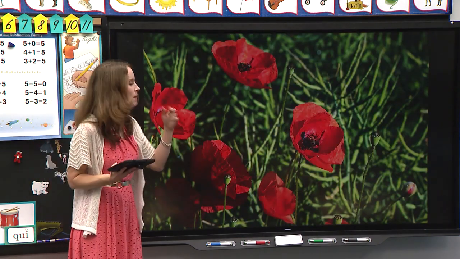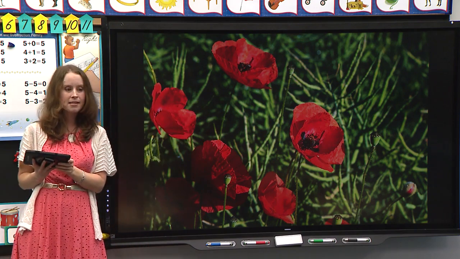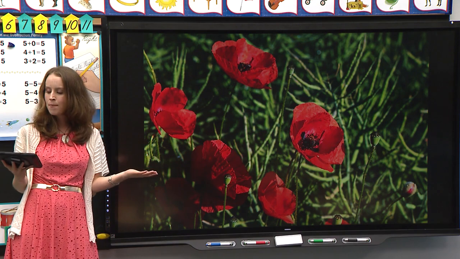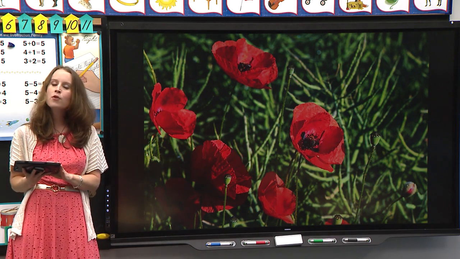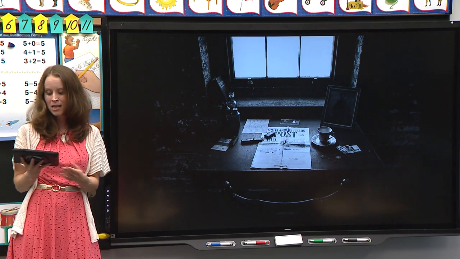Now, this is a very special flower called a poppy. In Canada, they celebrate a special day called Poppy Day. They do it in the month of November. And they wear poppies to remember those who have died in wars to keep them free, because Canada has many freedoms like we do here.